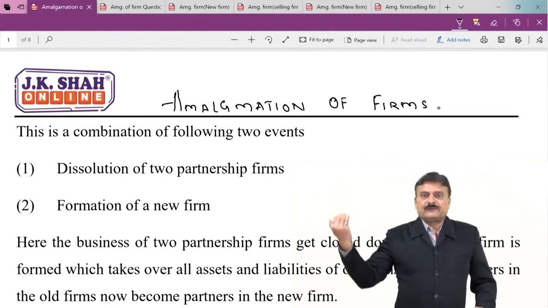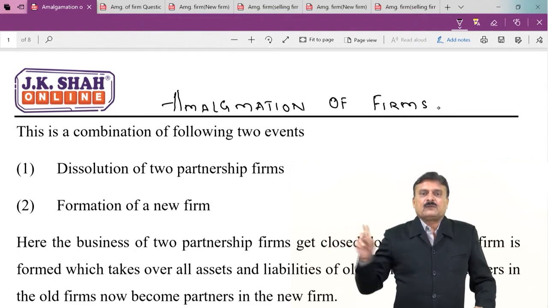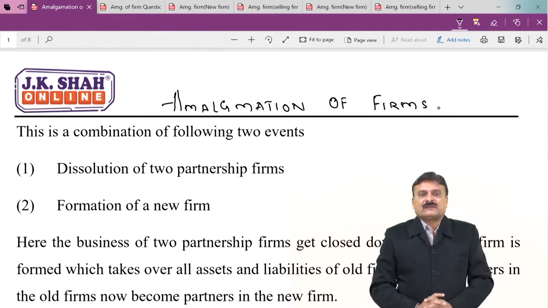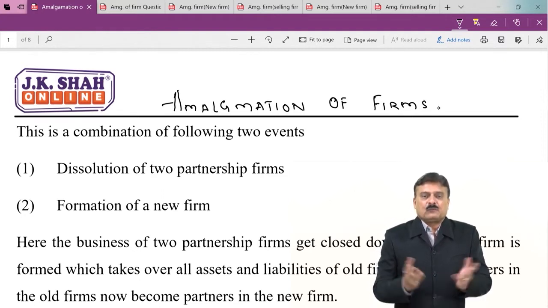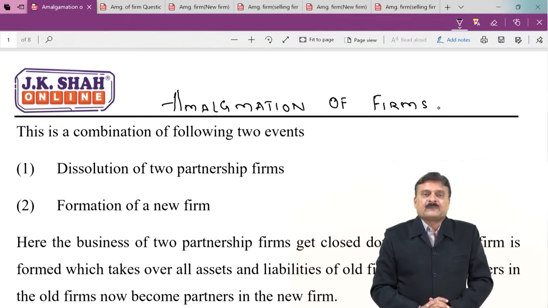Two firms which are closing down, their accounting can be done by either of the two methods, revaluation method or realization method. We will do it by revaluation method, and the topic to come next, conversion of firm, we will do by realization method. So you have both the methods known to you. Whichever method you find comfortable in exams, you can go ahead with it.